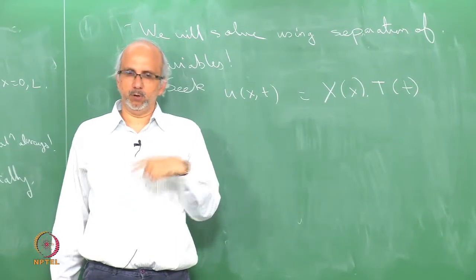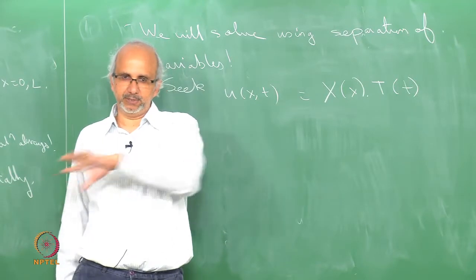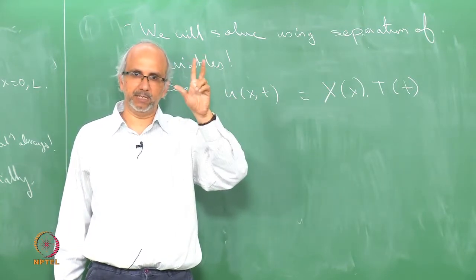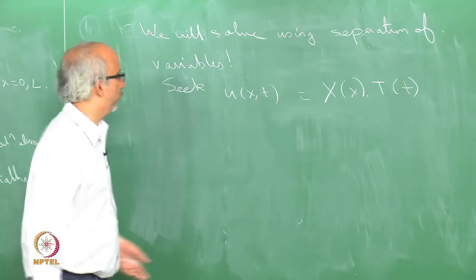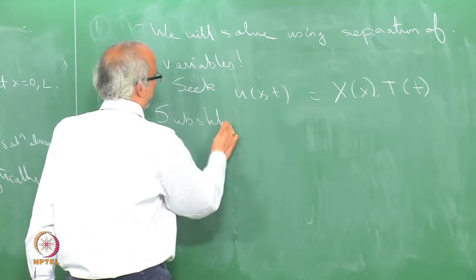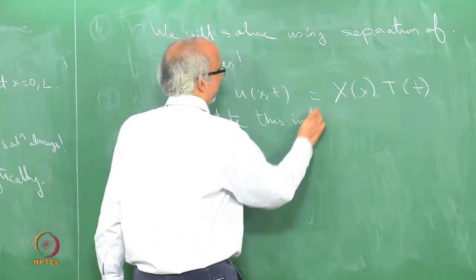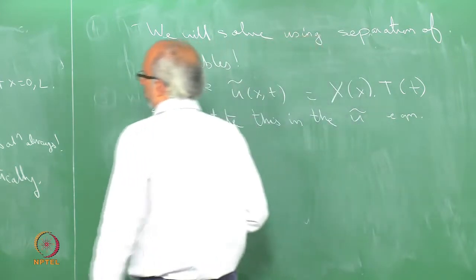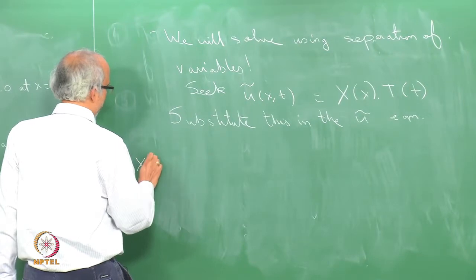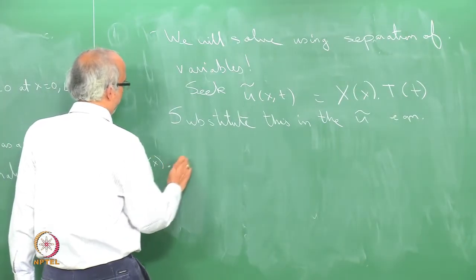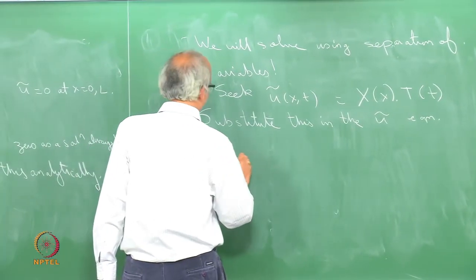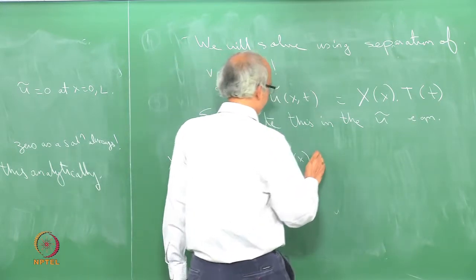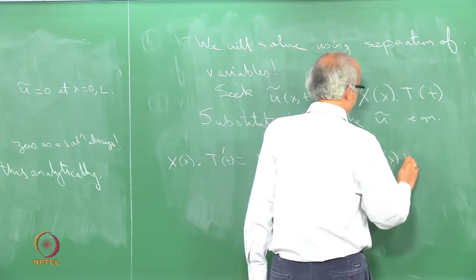What you normally do is you substitute this in that partial differential equation, get the x dependency, get the time dependency, and then you will be in a position to understand by looking at the growth rate, the exponential term which I spoke about earlier, whether the thing is stable or unstable, right? So that's what we'll do. Substitute this in the, actually this should be u tilde, in the u tilde equation. And what do you get? X of x multiplied by T dash equals D multiplied by X double dash of x times T plus A times X of x times T of t.